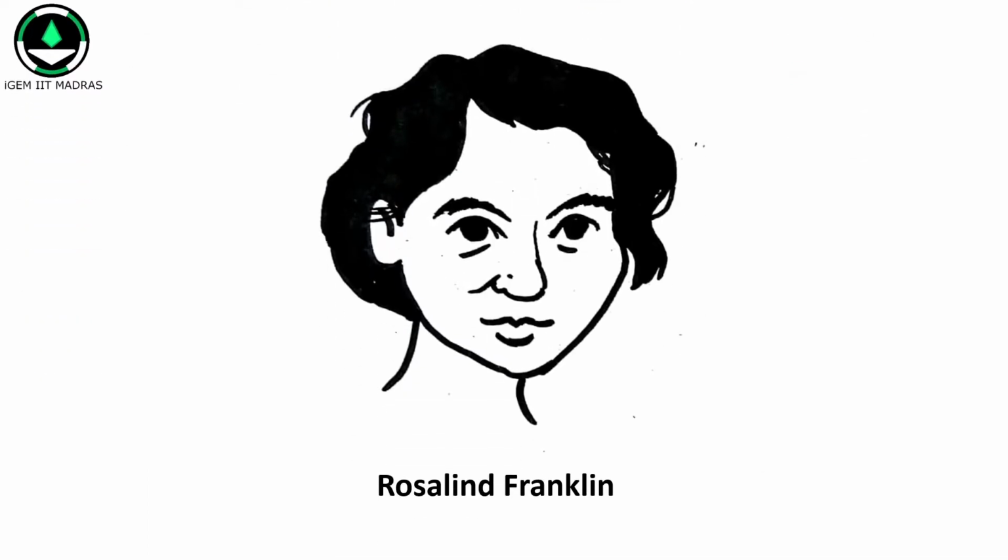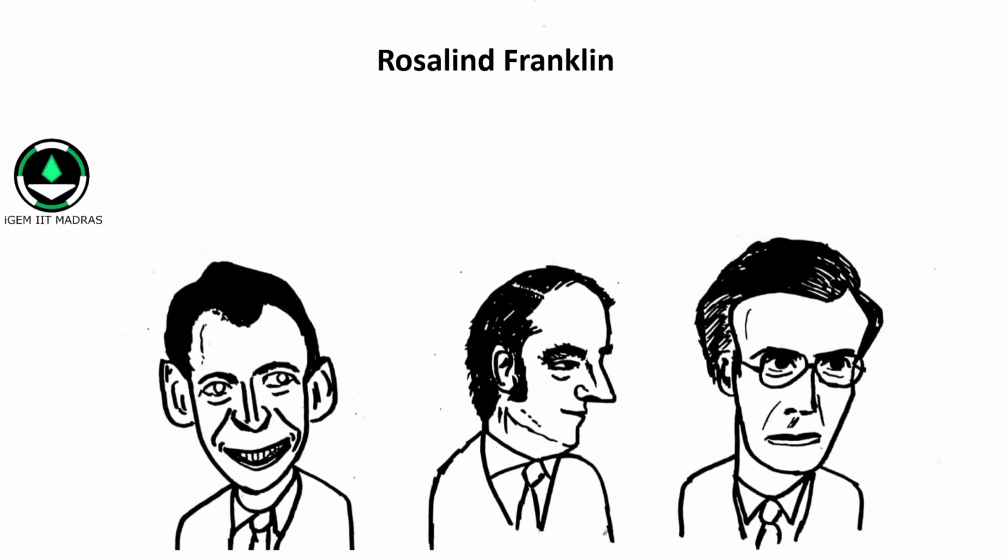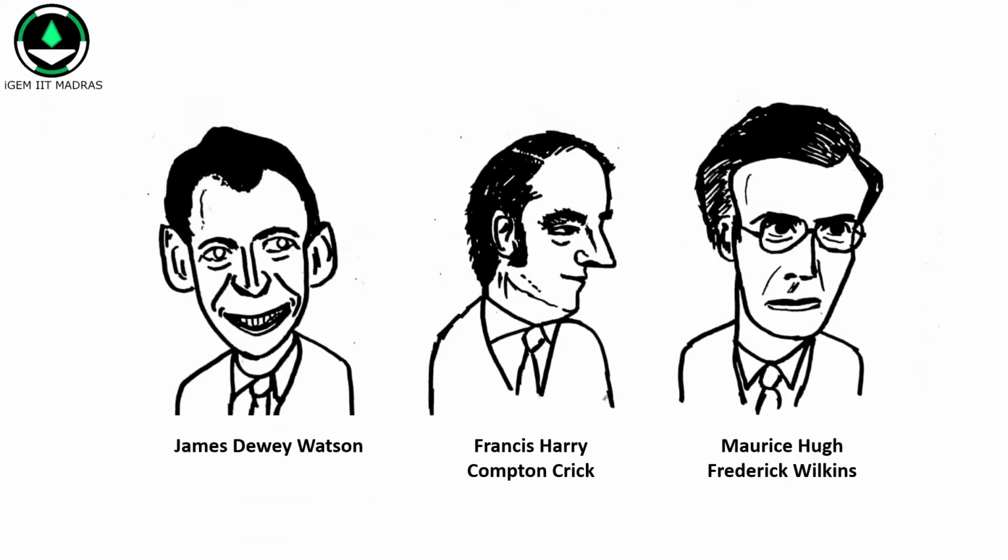It was Rosalind Franklin who first experimentally obtained the X-ray diffraction images of DNA, which led to the discovery of the structure of DNA, a double helix, for which James Watson, Francis Crick, and Maurice Wilkins shared the Nobel Prize in Physiology or Medicine in 1962.